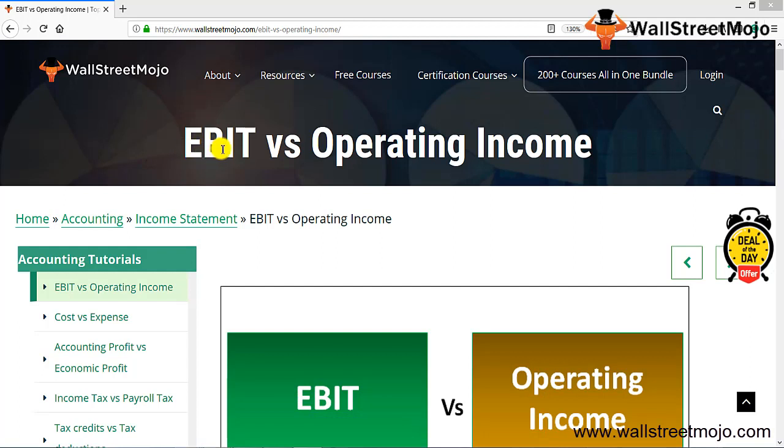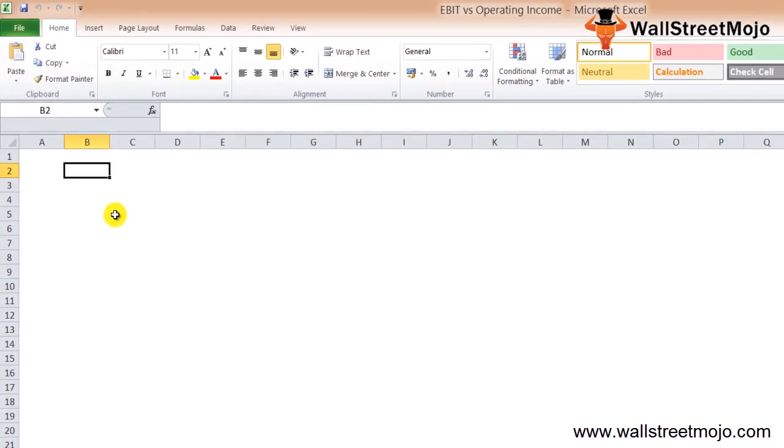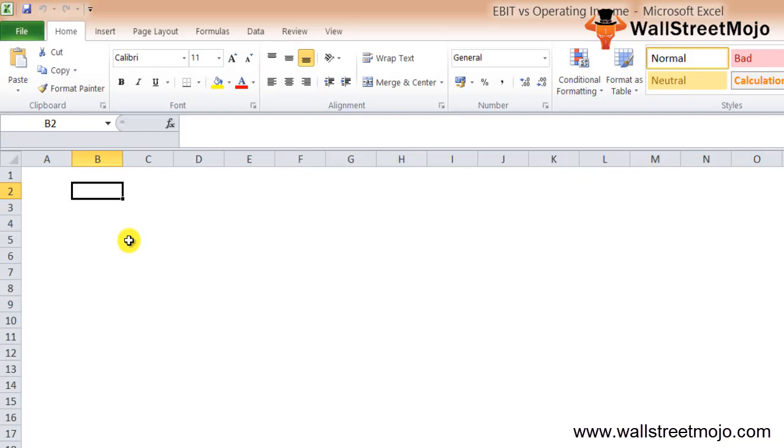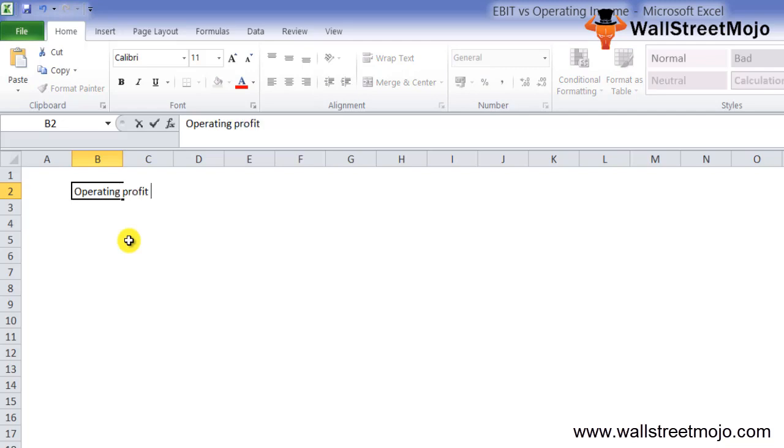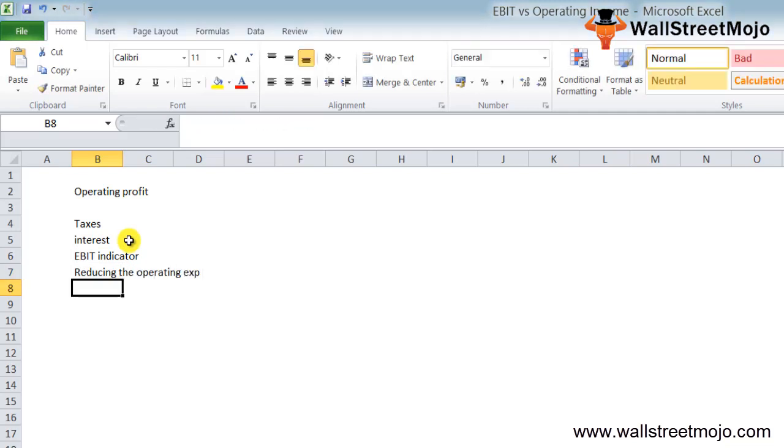Friends, today we have a topic which is EBIT versus operating income. Well, we are well versed with the topic of EBIT. EBIT is earnings before interest and tax, and EBIT stands for your operating income. So it is synonymous with the operating profit of your company, right? And it does not take into consideration the taxes part or the interest expense part. EBIT is basically an indicator that is used for calculating the company's profitability, and it can be measured by reducing the operating expense from the revenue.